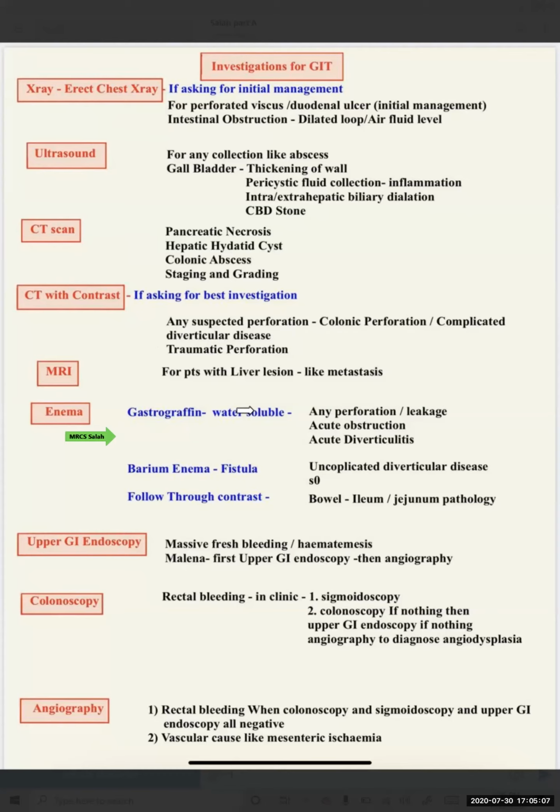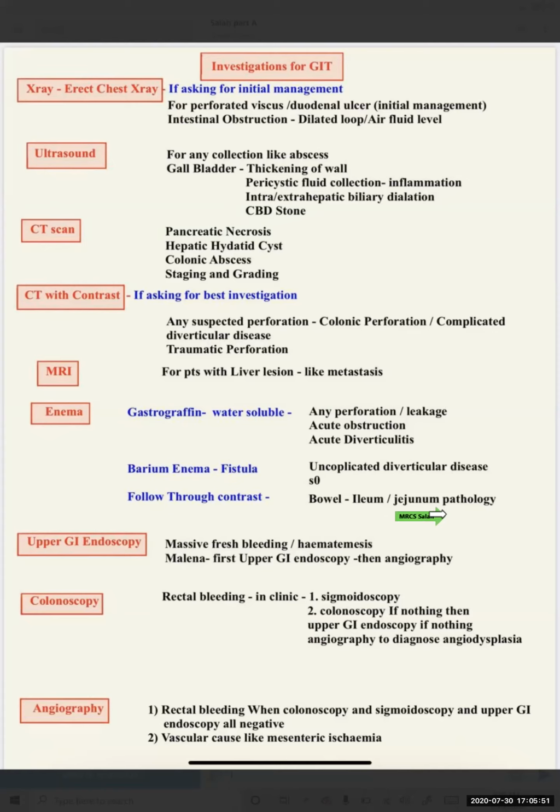Enema: you have water soluble gastrografin or barium enema. For any acute attack, perforation, diverticulitis, inflammation, all this, and by the way, the best for any perforation is CT. But if you're asking about the enema, I will go for water soluble gastrografin. Barium is an irritant and can cause peritonitis. So barium is for uncomplicated fistula. The uncomplicated patient has no signs of inflammation, can go for barium enema. Fluoroscopy is for small bowel.